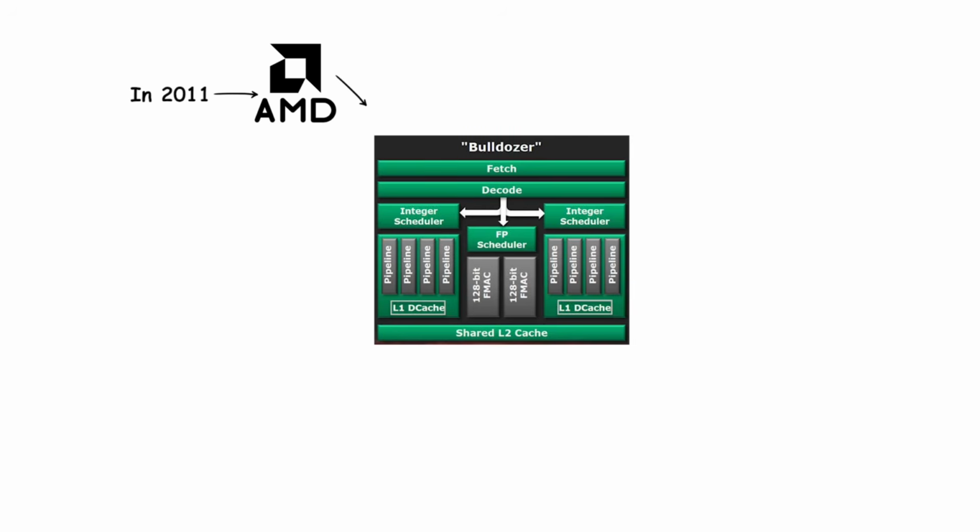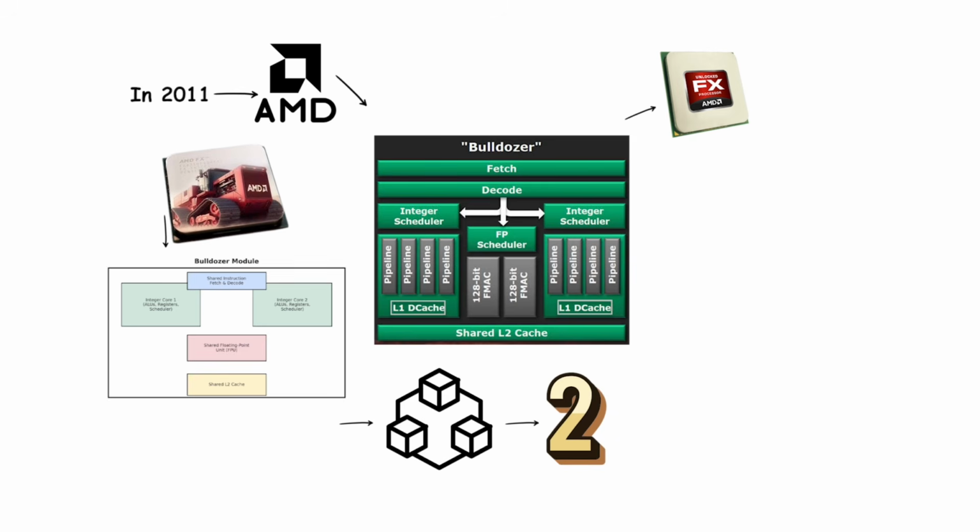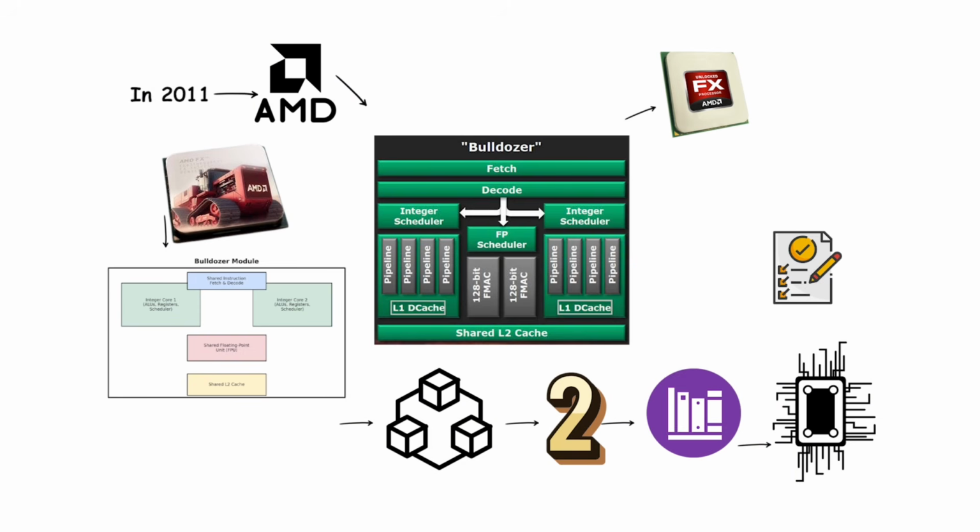Bulldozer family. In 2011, AMD launched the Bulldozer architecture, which powered the FX series of processors. Bulldozer introduced a new design concept called modules. Each module contained 2 integer cores that shared some resources, such as the floating point unit and instruction fetch.